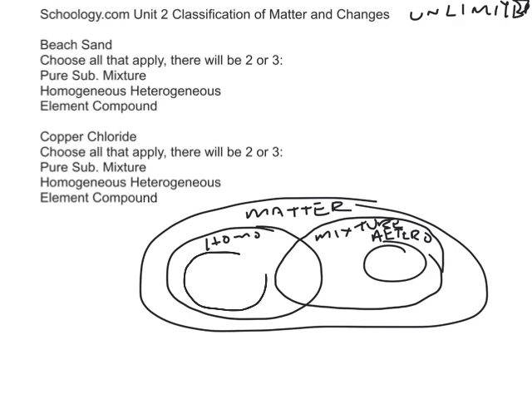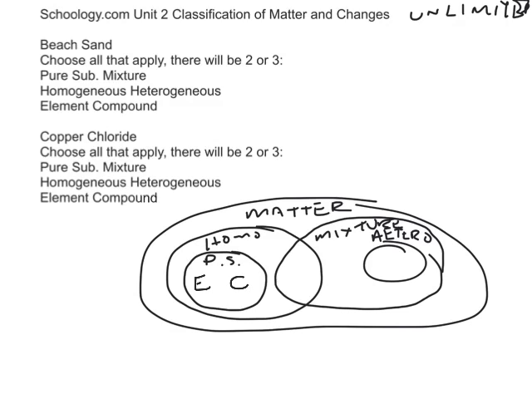Inside of homogeneous, we also put pure substance. So everything that is a pure substance is homogeneous. And that's kind of logical, because if it's a pure substance, it only has one kind of part, so it has to be homogeneous, because there's not a second part that you could see differently. So if you say pure substance, you should automatically go ahead and say homogeneous. And then inside of pure substance, we subdivided that into element or compound.